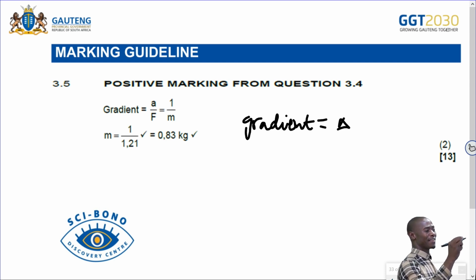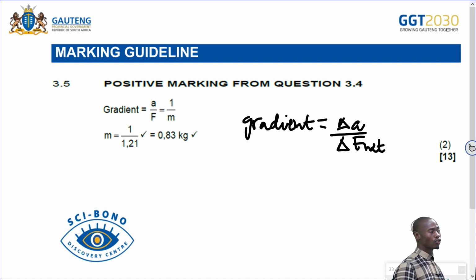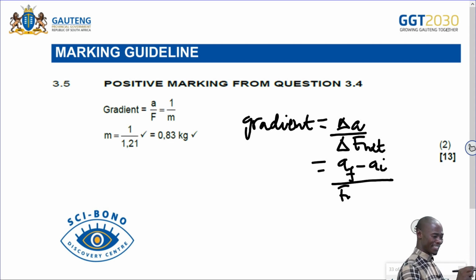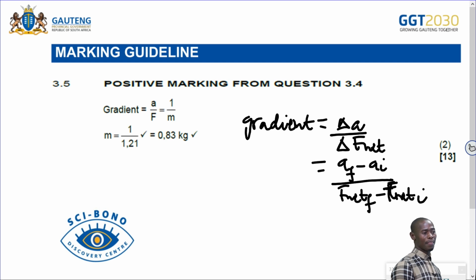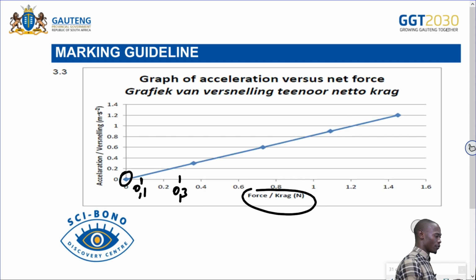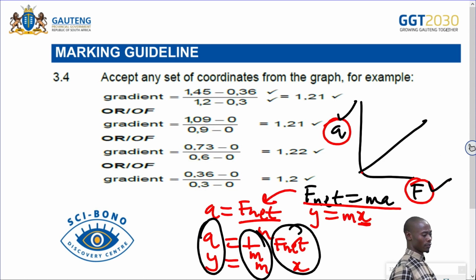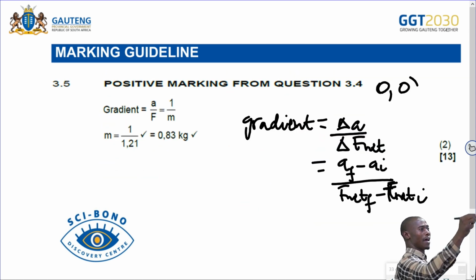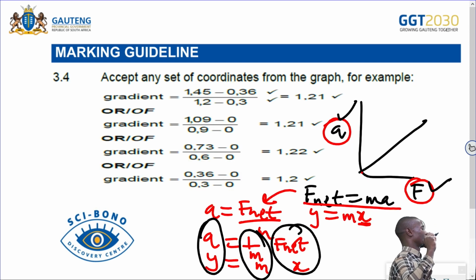change in a, we don't have y in this case, over change in x, which is our F net. So we can choose any 2 points there because all the points are on the line. So it will be a final minus a initial, over F net final minus F net initial. So we need how many points? 2 points. The first point, I will choose this point, 0 and 0. And then another point that I can take, as long as that point is on the graph.